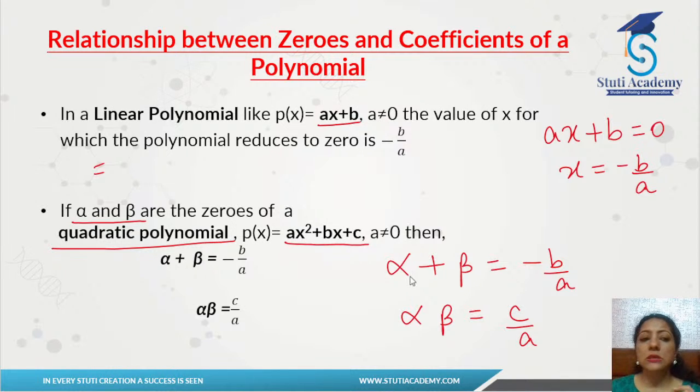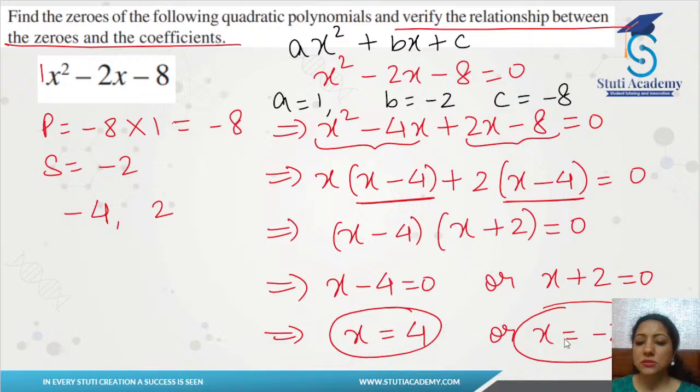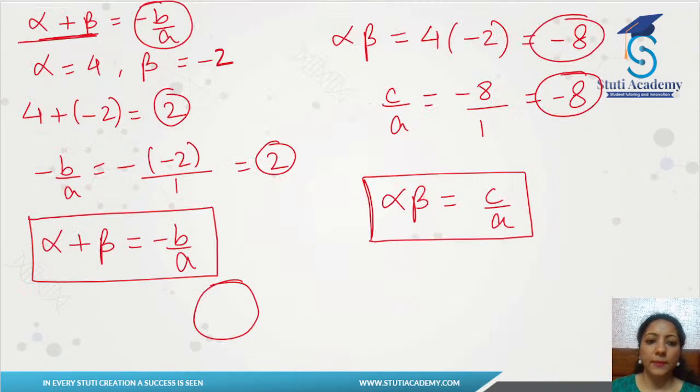So, we are going to first verify the first relationship. Sum of the zeros is same as minus b by a. So, sum of the zeros means alpha we are taking 4 and beta we are taking as minus 2. 4 and minus 2 we have solved for in the previous step as the zeros of the polynomial.